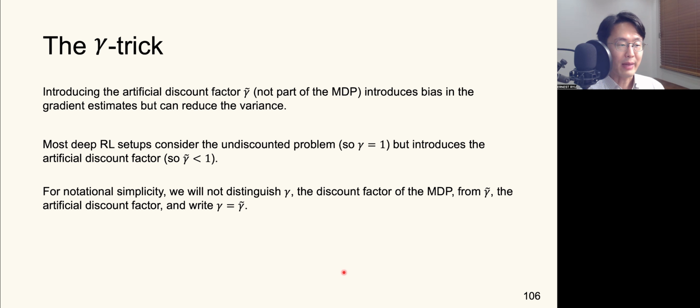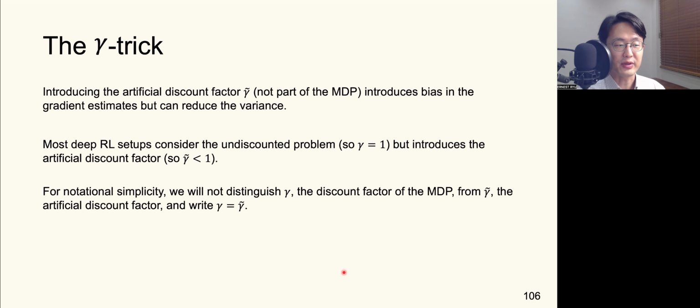So this gamma tilde is referred to as the artificial discount factor, and it's not part of the MDP. You should think of the discount factor as a part of the MDP. The MDP defines the transition probabilities. The MDP also defines the rewards, and you want to maximize the cumulative discounted return. The discount factor is part of the problem statement. So in that sense, the true discount factor is part of the MDP. This artificial discount factor is something that we use as an algorithmic tool.